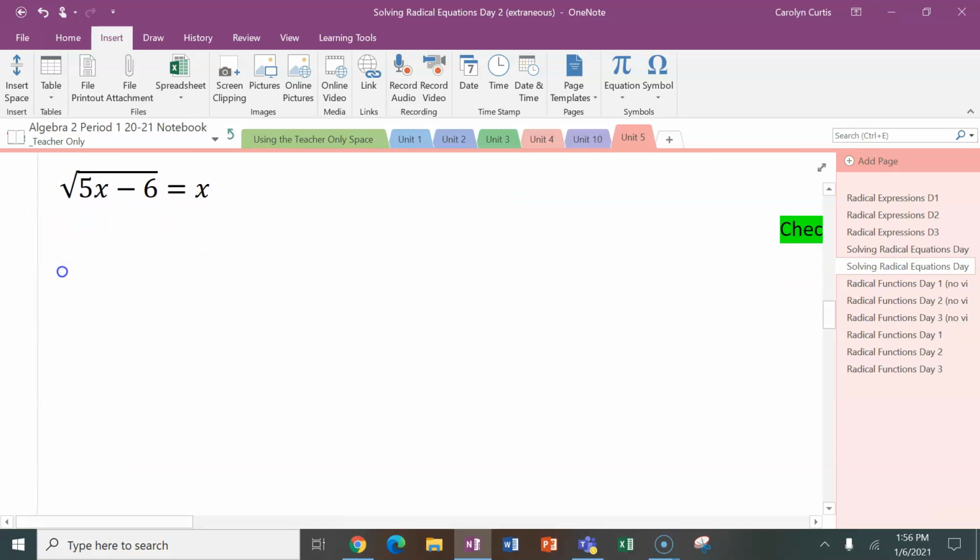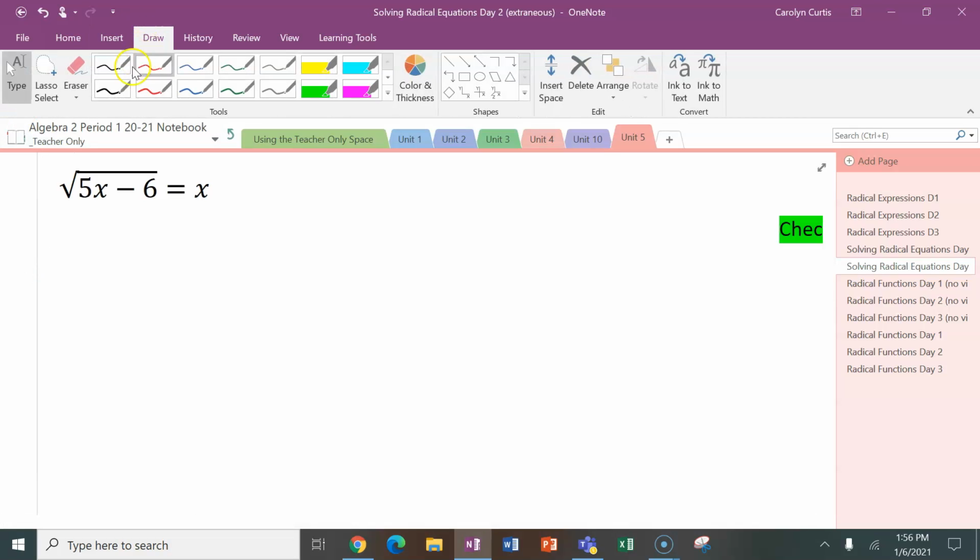And this example already has the radical by itself, so we can go ahead and just start by squaring both sides. Now notice in this one, it's not a number that we're squaring on the right. It's a variable. So that's going to change what we do here.